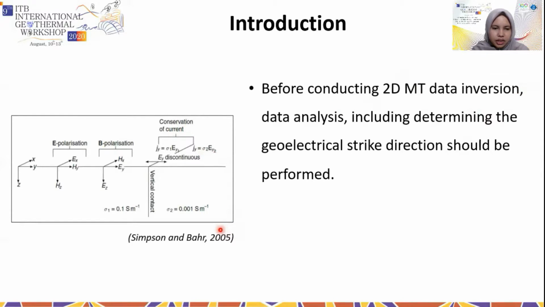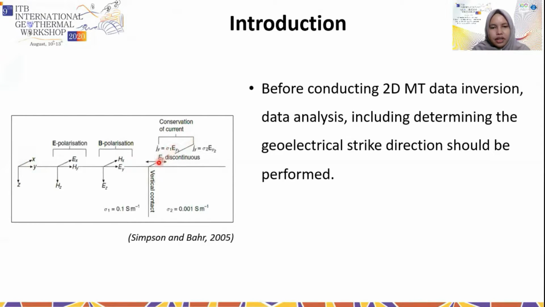As shown in this figure, this is a simple 2D model with a vertical contact generated by Simpson and Bahr, 2005. In a 2D earth structure, the resistivity changes in depth and one of the horizontal directions, X or Y. As we can see in this model, the resistivity changes in the Y direction and is separated by the vertical contact. The constant resistivity in the other direction, I mean the X direction, is called the geoelectrical strike.